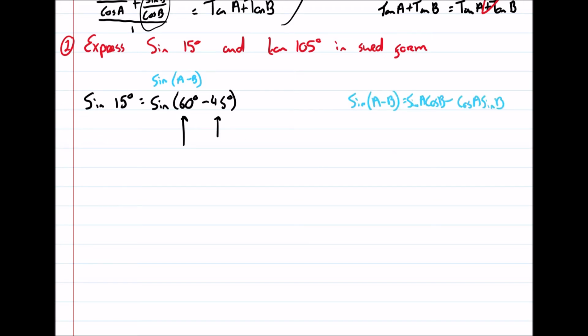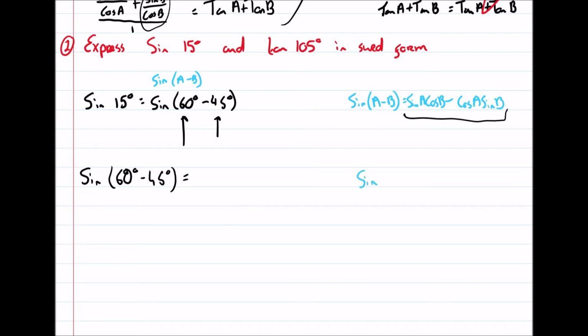Right, so here we go then. We have our sine of 60 degrees minus 45 degrees is the same as, we look over here, sine of 60 multiplied by the cos of 45 minus the cos of 60 multiplied by the sine of 45. Now I'm going to change all this into surd form first.